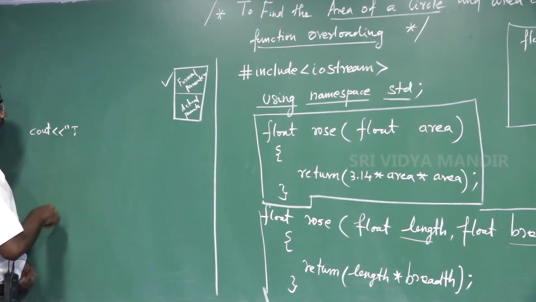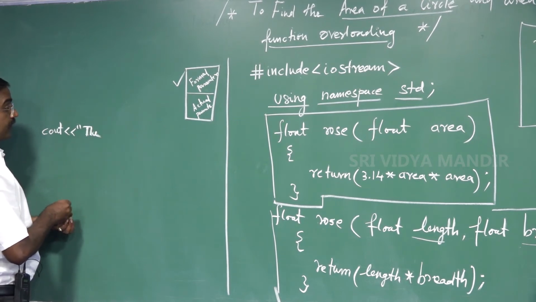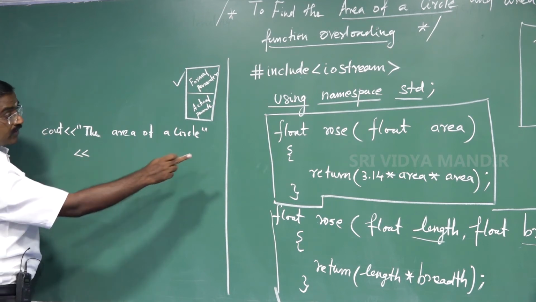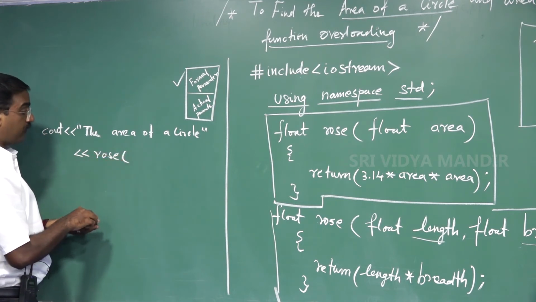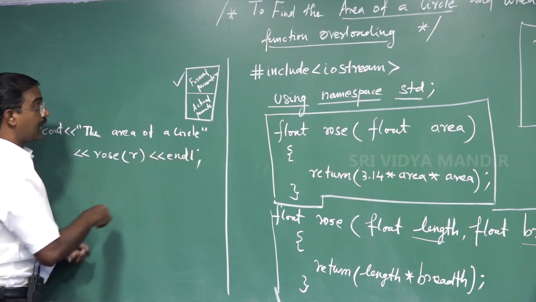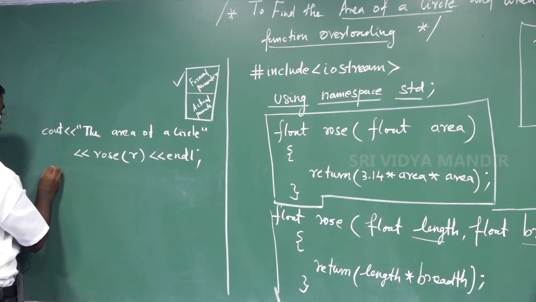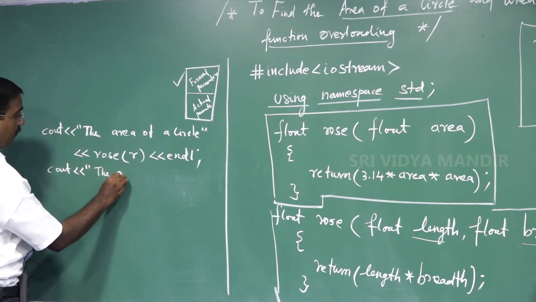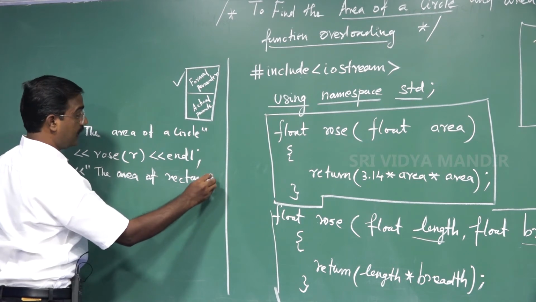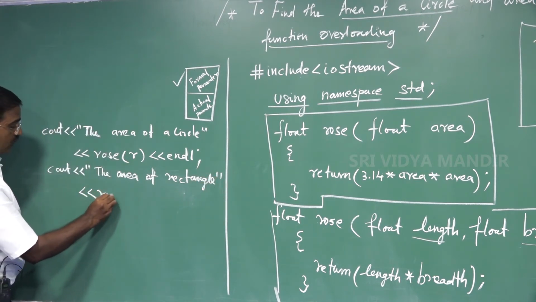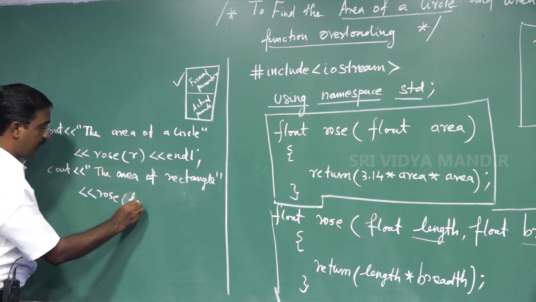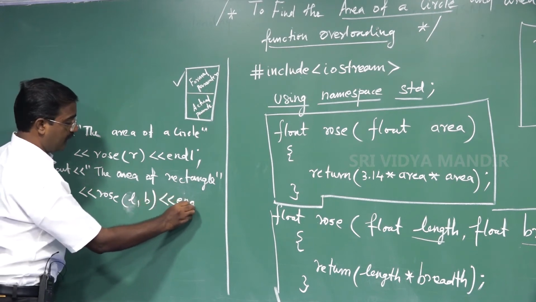Now the area of a circle. In this process, what is the function name? Rows. Rows of what? The first declaration of a variable is R. We'll declare end of line, that's why we introduced endl. Now we'll find out here also C out, the area of a rectangle. In this rectangle, the rows of L into B, so rows of L comma B. We will see the end of the line, declare endl.